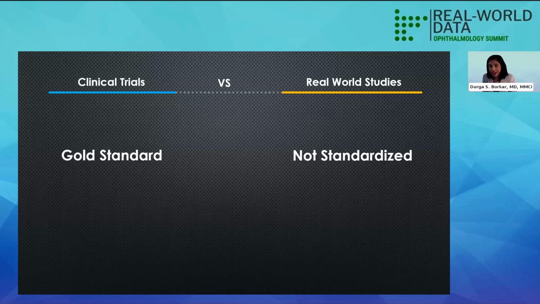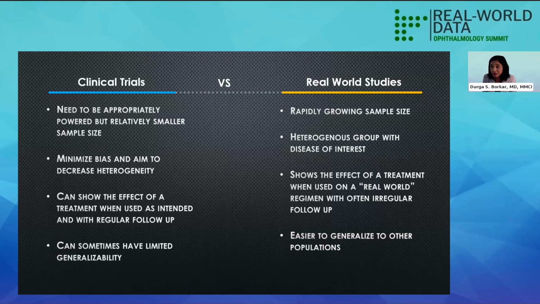So as others have echoed throughout these sessions, I think the highlight of clinical trials is that they're really considered the gold standard of clinical evidence. And real world studies, as many have mentioned, are just not standardized. But I think taking a more balanced approach to this and thinking about both the pros and cons, you can see that clinical trials do need to be appropriately powered, but overall they have a relatively smaller sample size. They do aim to minimize bias and decrease heterogeneity.